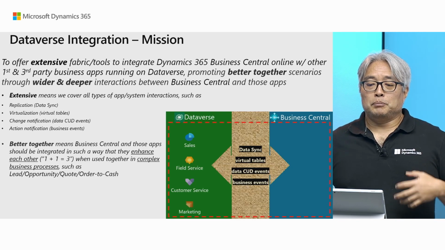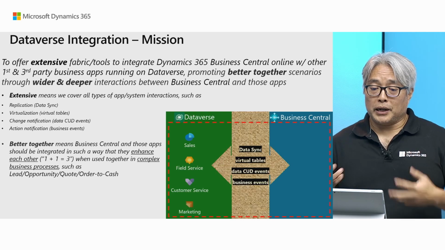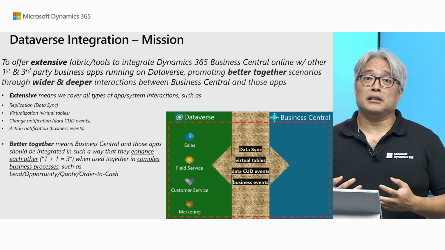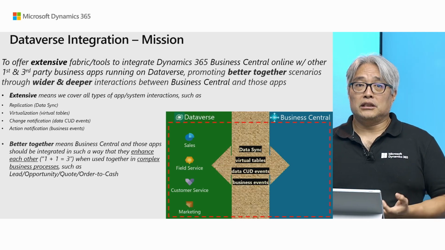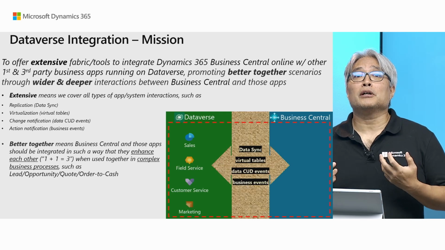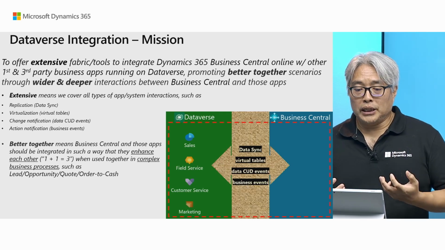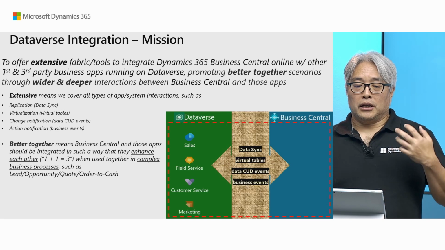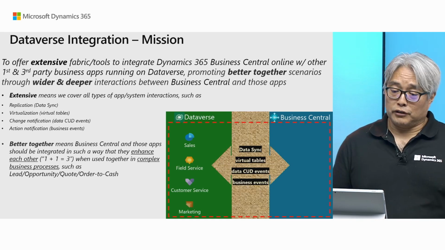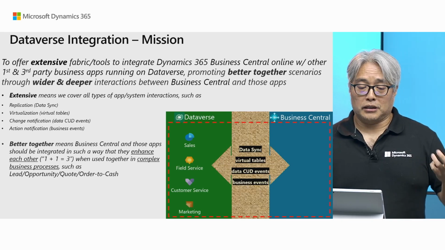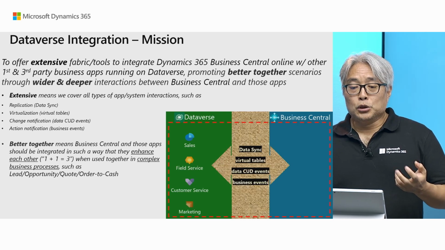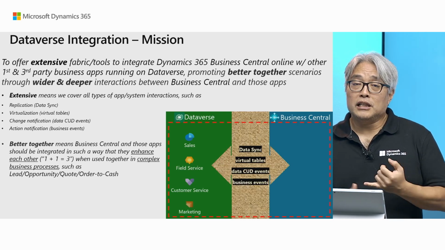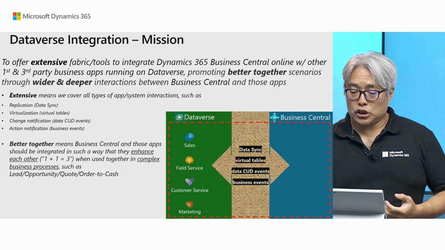Better together means Business Central and all those first and third-party business apps should be integrated in such a way that they enhance each other, fulfilling the proverbial 1 + 1 = 3 when used together in complex business processes. For example, a business process that is often used with this integration is lead, opportunity, quote, or order to cash.